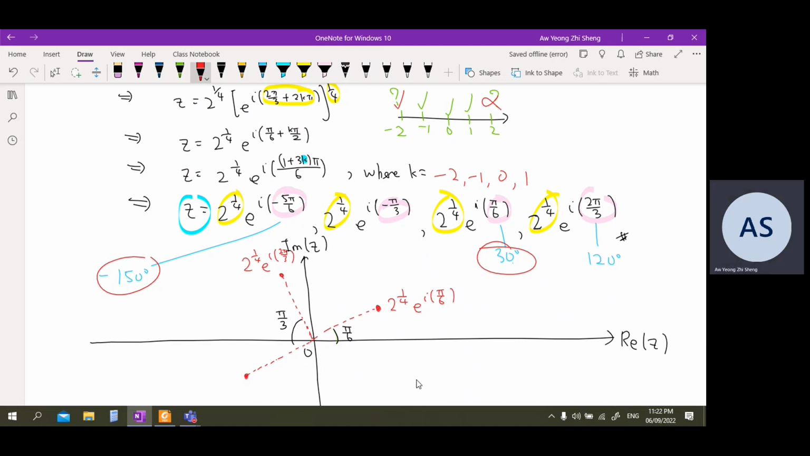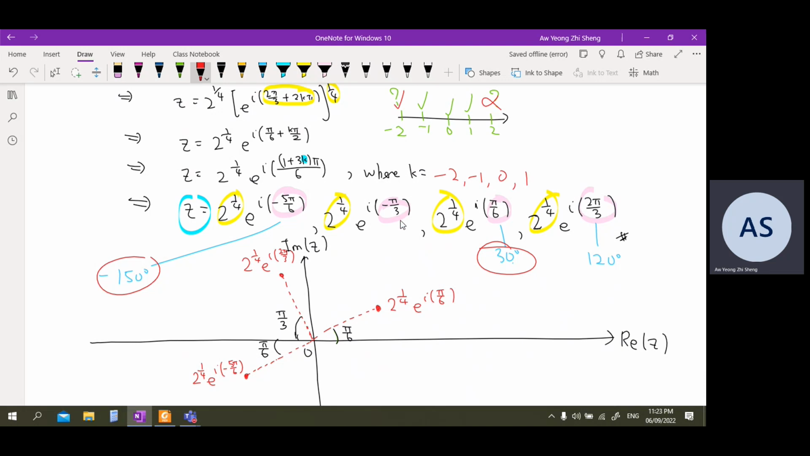So put it here. This will be 2^(1/4) e^(-i 5π/6). Okay, and by the way, to indicate that this angle is negative 5π/6, I will just label a π/6 here, then it should be clear.